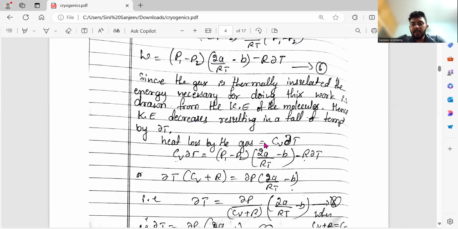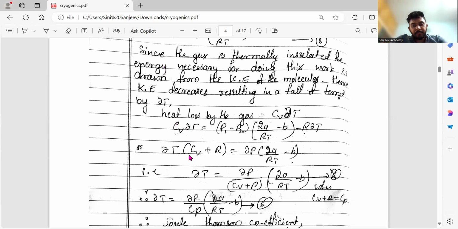Next thing is the heat loss by the helium gas. Okay, the C subscript V dot T. C subscript V dot T, that is the heat loss by the gas. So C V dot T is equal to, instead of work done, I'll put C V dot T. And find out what is dot T. So everything by C V will come. Okay, so find out dot T in the sense we have to do what? This minus R dot T is there, no? That will go to the left hand side. So it will become plus.